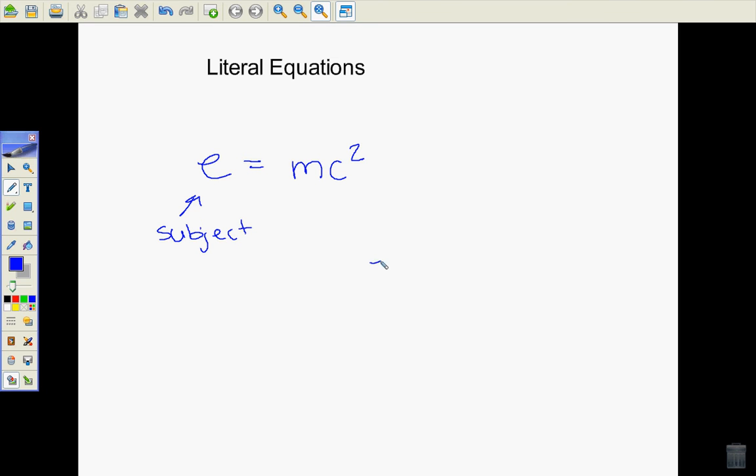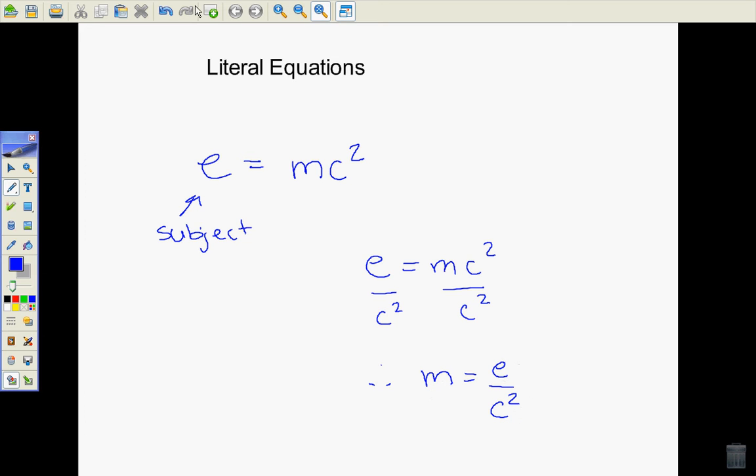So if we start with E equals mc squared, and we want to make M the subject, it means we want to make M by itself. What we need to do is divide by c squared on both sides. Therefore, M would equal E on the c squared. So M's now the subject. And that's what we're talking about when we're doing a literal equation. We're getting one variable in terms of everything else.